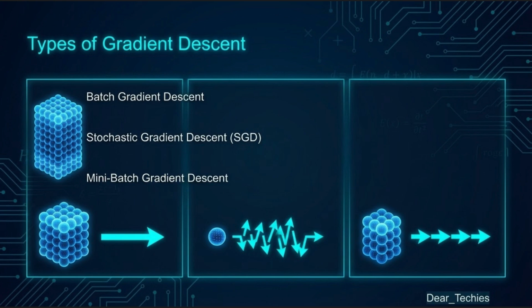There are three major types of gradient descent. Batch gradient descent uses the entire dataset to calculate the gradient, which is slow but stable. Stochastic gradient descent, or SGD, updates the model using only one sample at a time. This makes learning very fast but noisy. Mini-batch gradient descent uses small batches of data, giving a nice balance between speed and stability. This is the most commonly used method in deep learning.